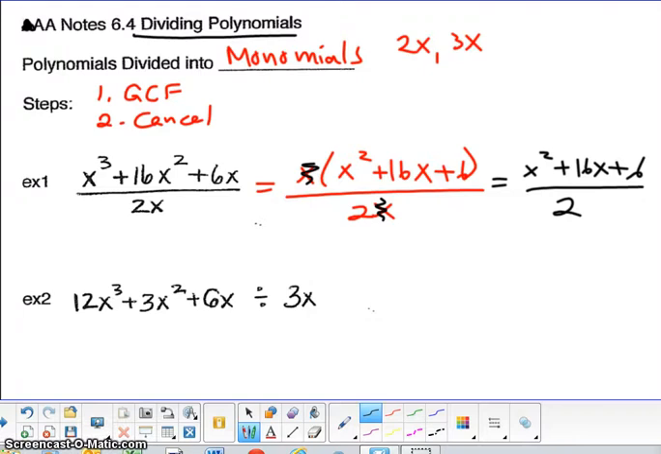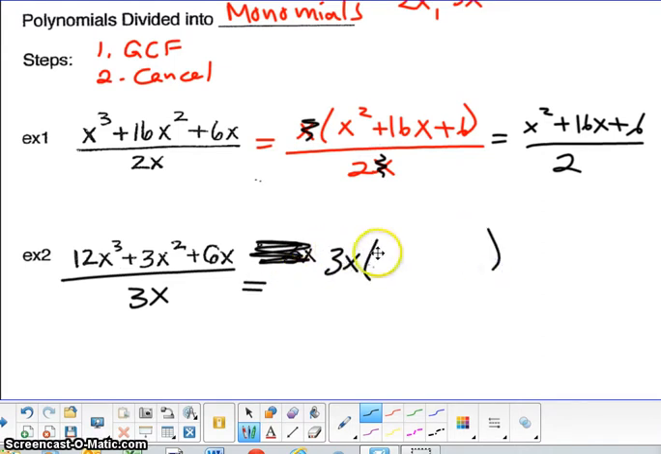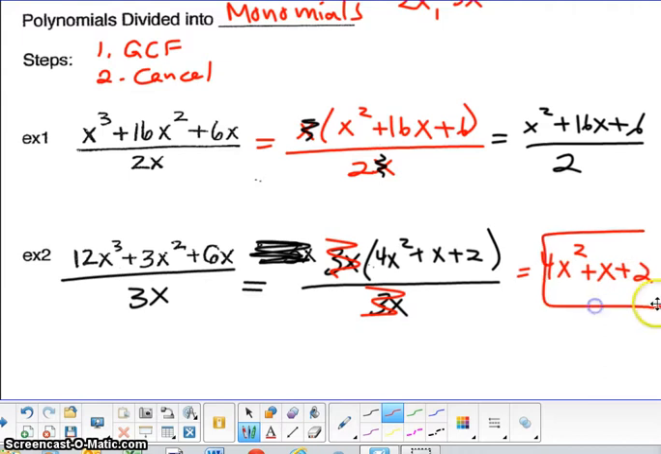Okay, so then on the next one, if we're going to divide by 3x, same problem but in a different look. Really, it's the same thing as saying divided by 3x. So if you want to just get rid of that, you can. And then take out what's in common. So for example, the 3x is in common on the top, leaving us with 4x squared plus x plus 2 all over 3x. And if you notice, the 3x's are exactly the same, so those are going to be crossed out, leaving us with the final answer of 4x squared plus x plus 2.